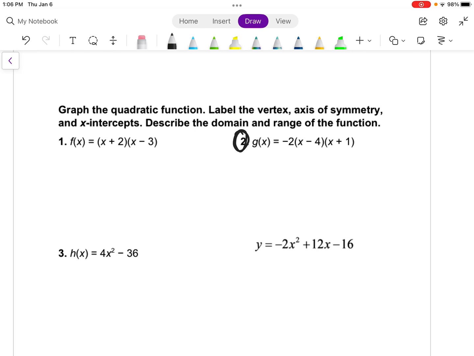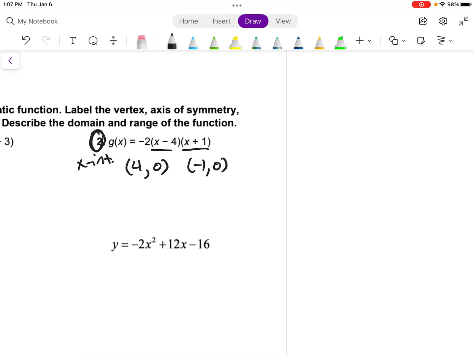So notice the directions. It says graph the quadratic function, label the vertex, axis of symmetry, and the x-intercepts. Describe the domain and range of the function. If it's asking you to find the x-intercepts, it's awesome if it's in factored form because it's quick and easy. My two factors are x minus 4 and x plus 1. So my x-intercepts, make sure you change the sign, are at a positive 4 and a negative 1. So those are my x-intercepts.